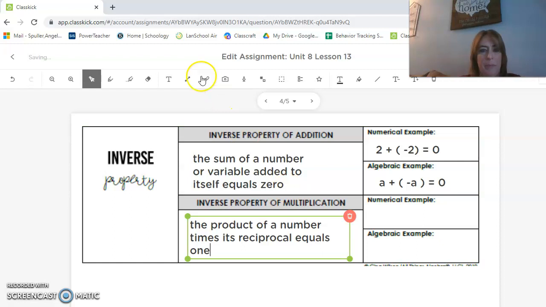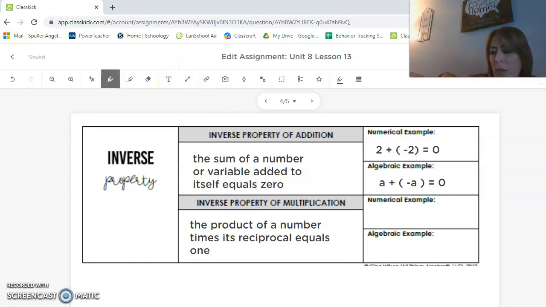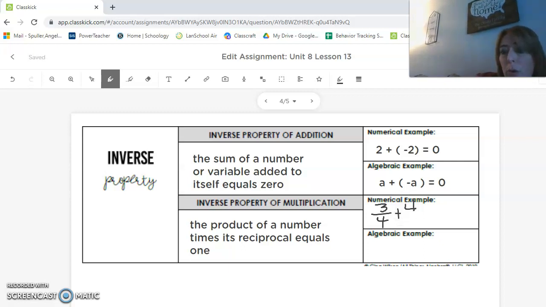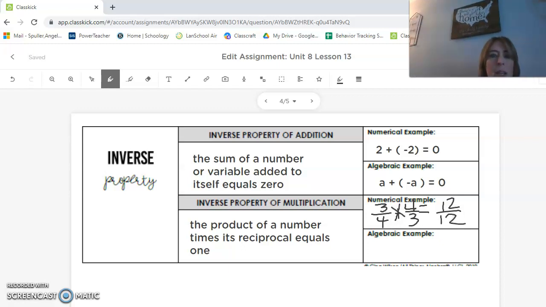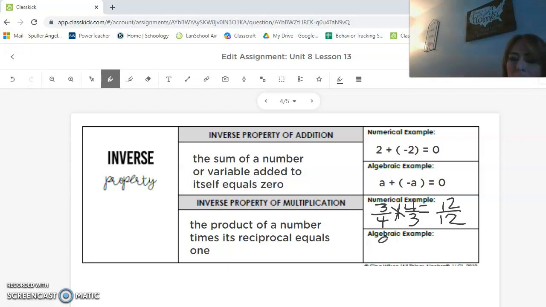And then for the inverse property of multiplication, the product of a number times its reciprocal equals 1. Okay, and I'm going to use my pen to show you this. So if I say 3/4 times its opposite would be 4/3 instead of 3/4. Now it's 4/3. Flipping it, right? That's going to equal 1 because 3 times 4 is 12. 4 times 3, I don't know why I put addition, it should be multiplication, is 12. Okay? Same thing goes here. If I have a over b times b over a, it's going to equal 1.